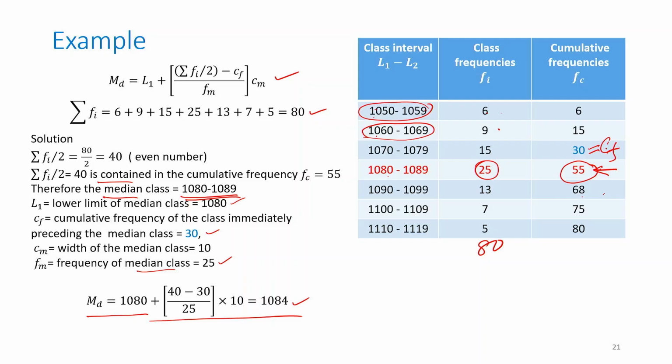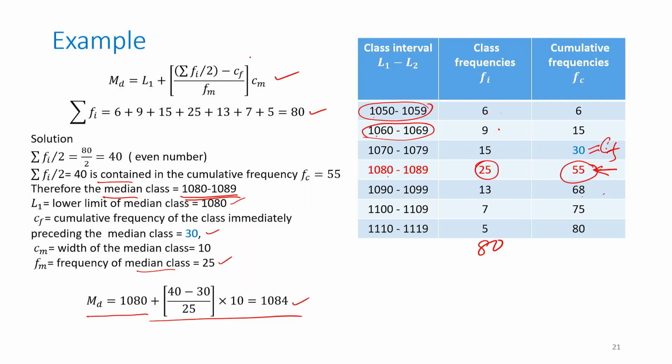If the data is not grouped, if we have n number of data simply, then it is much easier to find out. But when the data is grouped, and also there are class frequencies, then this formula basically we have to use. This is how we have to find out the median.